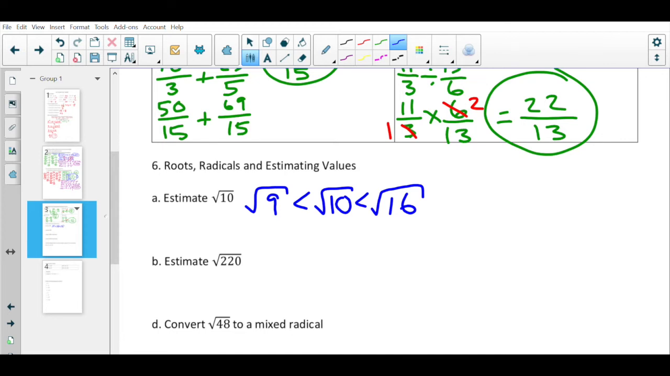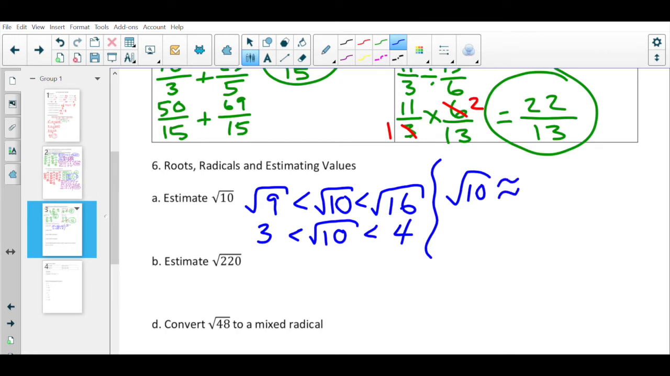Find your perfect squares that are closest to 10. So we know that square root of 9, which is 3, is less than square root of 10, is less than 4. So now this is much easier to estimate. We know that square root of 10 is somewhere between 3 and 4. If you're asking for just a whole number estimate, square root of 10 is closer to the square root of 9, so we can say a basic estimate is that the square root of 10 is roughly equal to 3, if we're just asking for a whole number estimate.